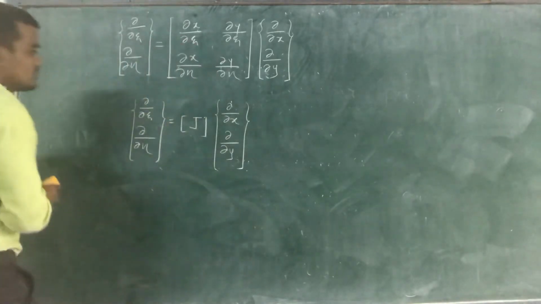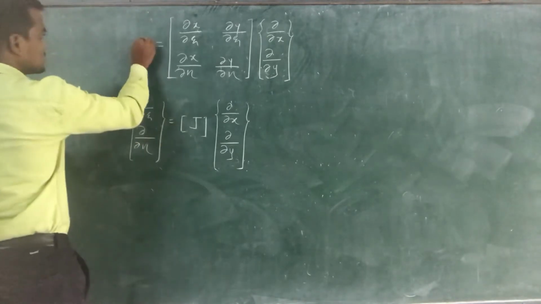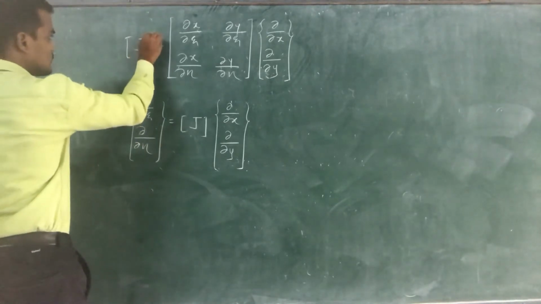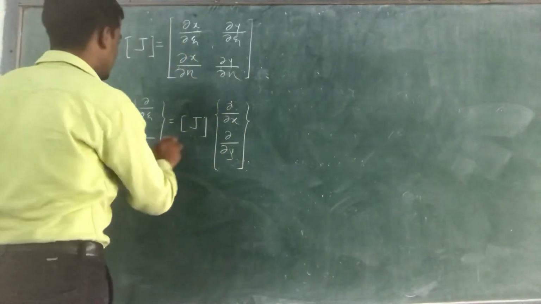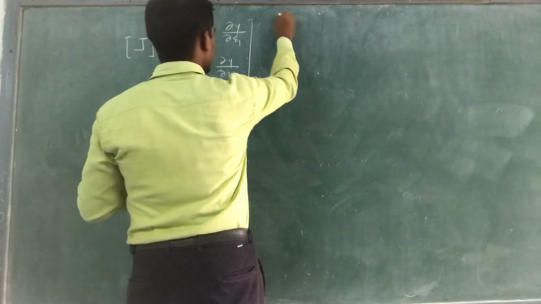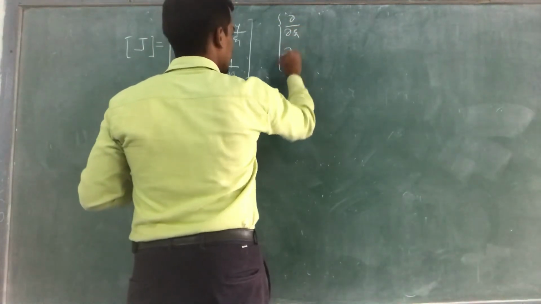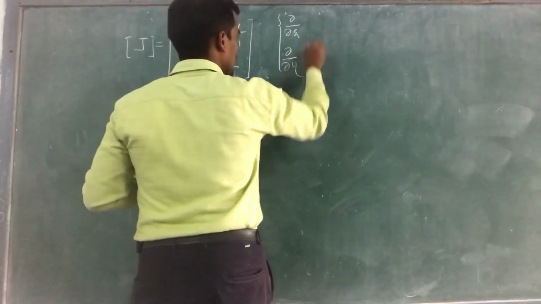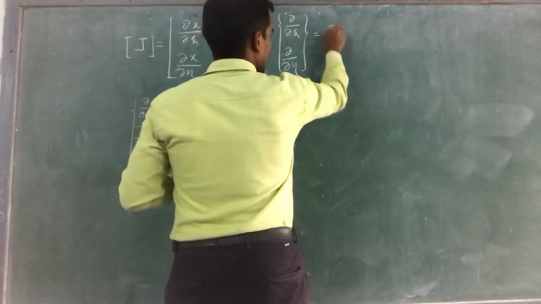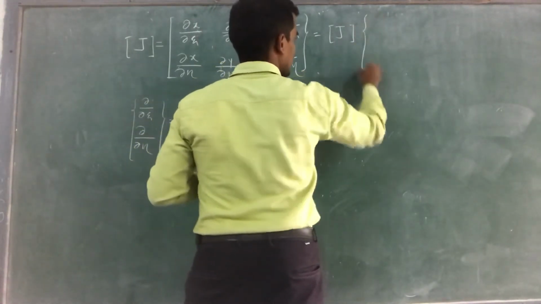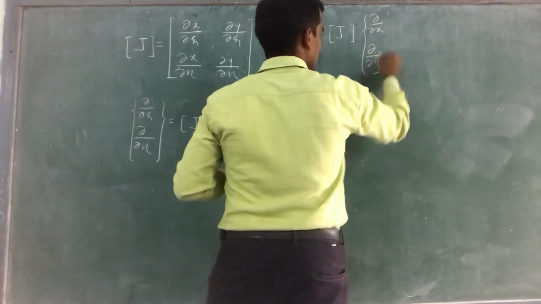Okay, so this is your Jacobian matrix. So J is equal to this matrix. Now this term here, I will put this term here only and we will solve the remaining examples. So ∂/∂ζ, ∂/∂η is equal to J times ∂/∂x, ∂/∂y.